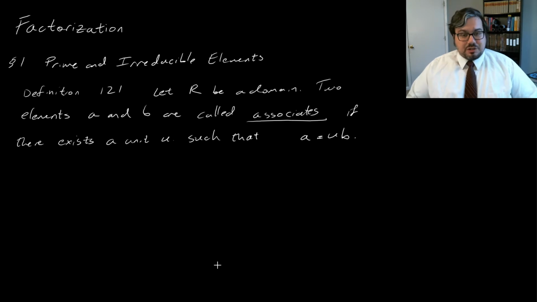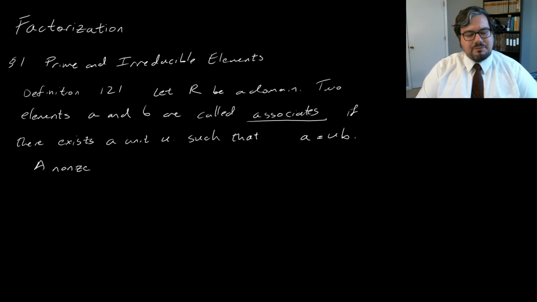Now, in the integers, two elements are associates if there exists a unit that satisfies this relationship. The only units in the integers are 1 and -1. And so we certainly have that an element is associate to itself because A is equal to 1 times A. But we also have that the negative of a number is associate to it. So in the integers, 5 is associate to -5, for instance.